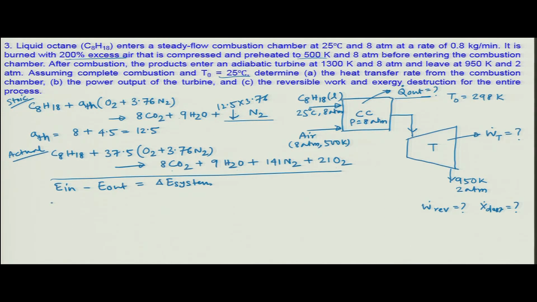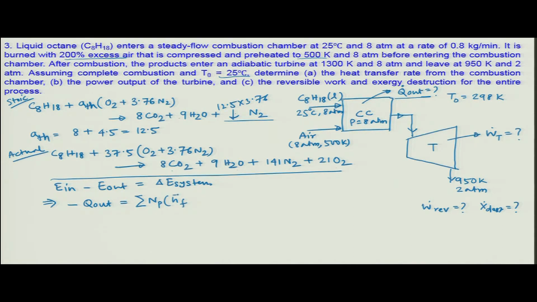Okay. So, here I will assume that there is no work done by the combustion chamber. So, we are only considering the combustion chamber at this moment. Whatever energy is going out is because of Q out, and the products are also going out. So, that we have to consider. That should be equal to the enthalpy of the products.